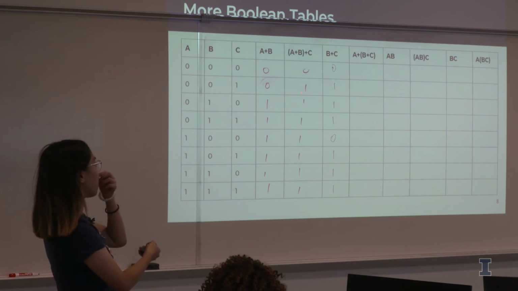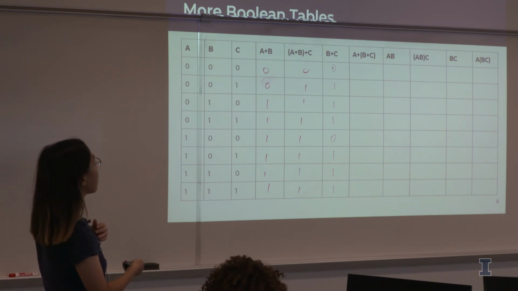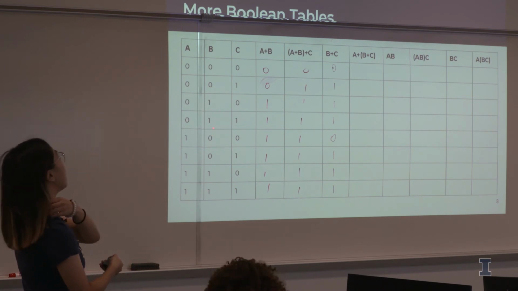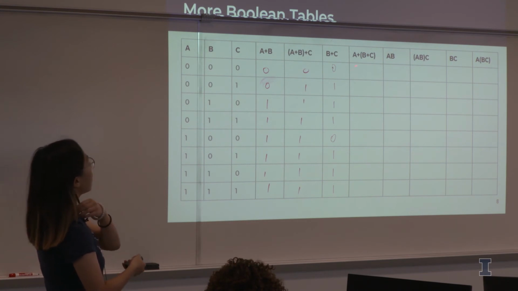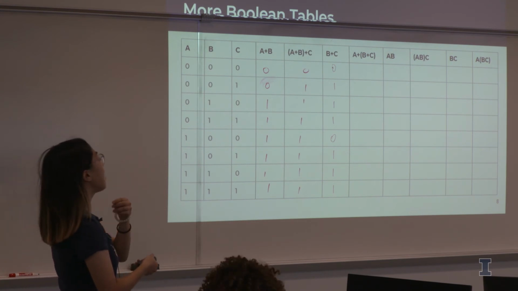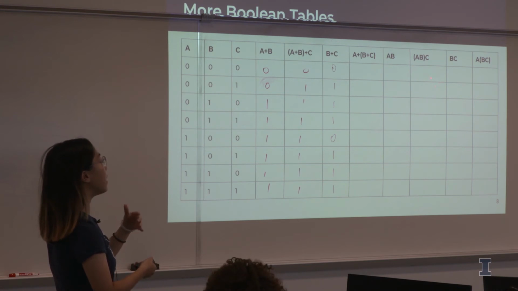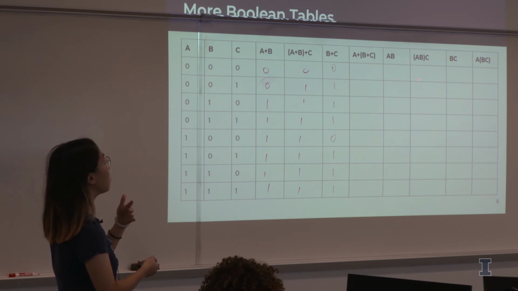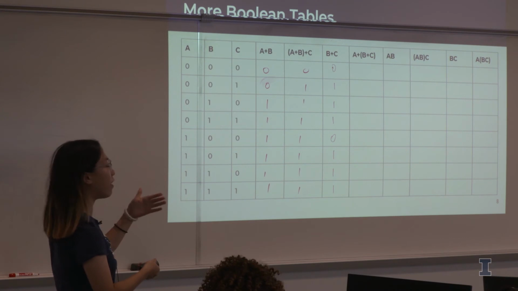And then with the last 4 rows, instead of doing ORs, we're doing ANDs. So as long as both inputs were 1s, then that function was also a 1. And then we ANDed that output with either C or A and the other one.